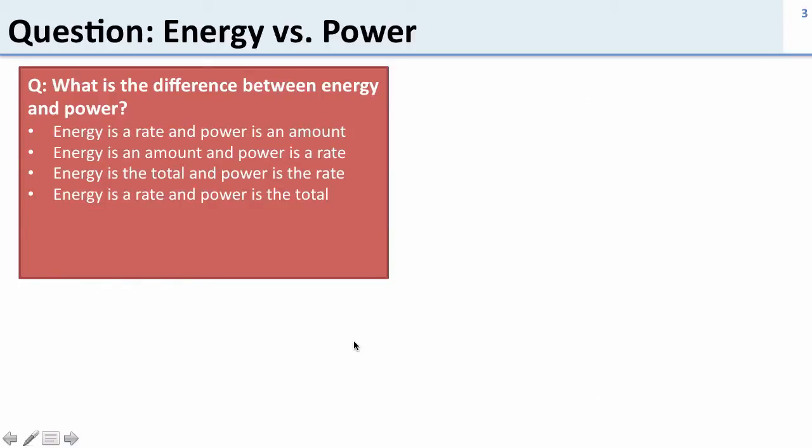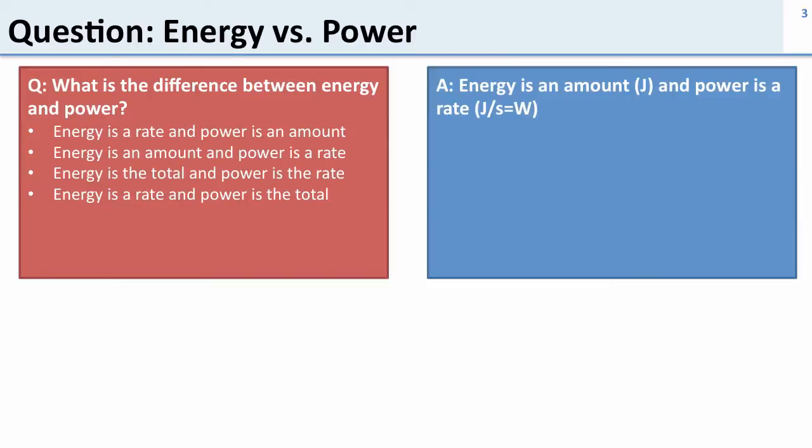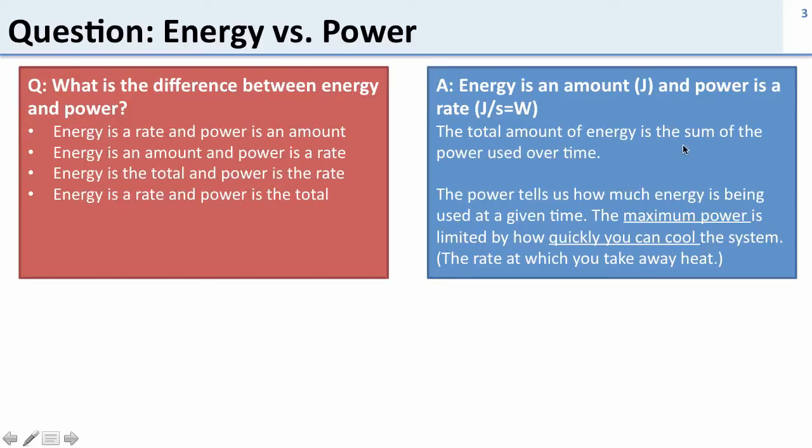What is the difference between energy and power? Well, energy is an amount and power is a rate. Energy is just the number of joules and power is the joules per second, or watts. The total amount of energy used is just the sum of all the power used. The thing that's important to remember here is that power tells us how much energy is used at a given time. The maximum power is limited by how quickly you can cool it.